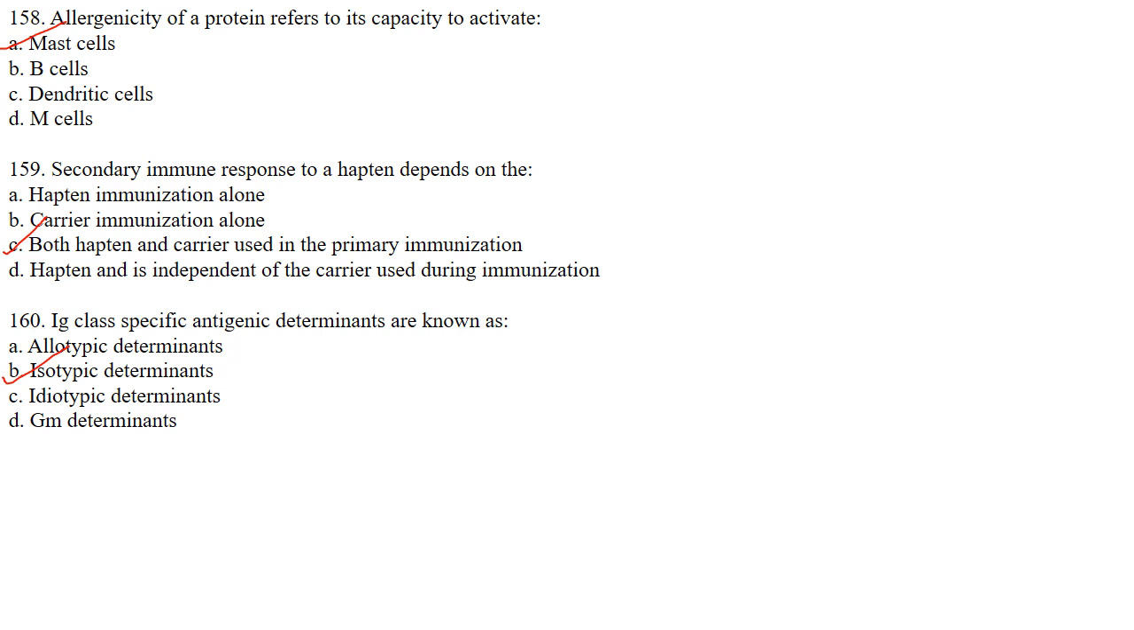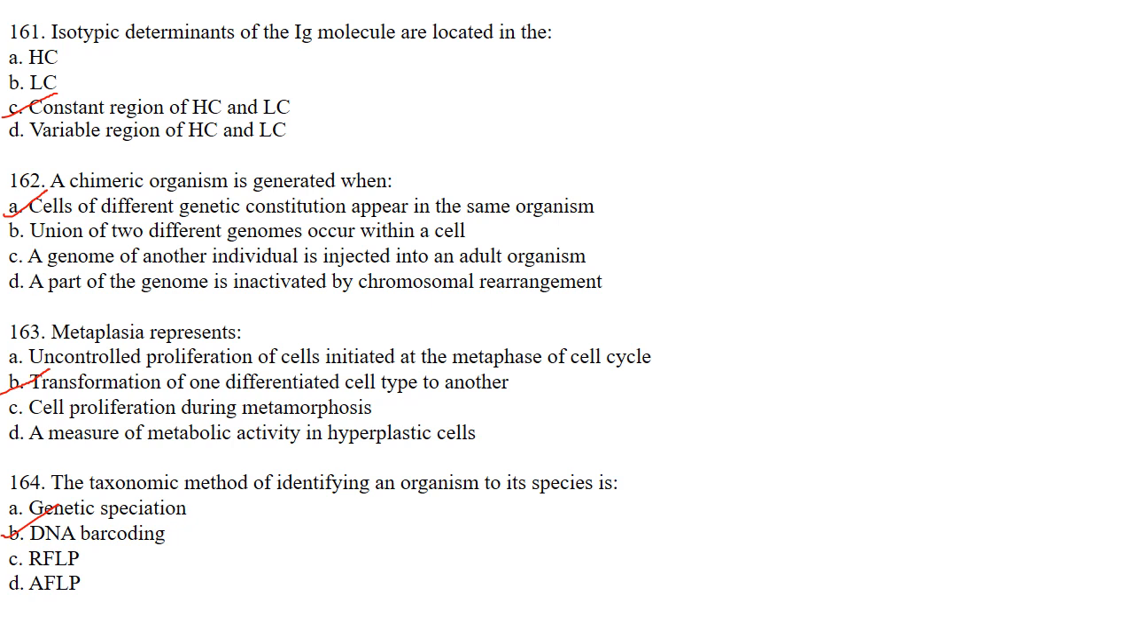Then next one. IgG class specific antigenic determinants are known as. So they are class specific. Structural differences in the constant region of the heavy chain or light chain determine immunoglobulin class, subclass, types and subtypes within a species. These constant region determinants are called isotypic determinants or isotypes. So the answer here is option B. Then isotypic determinants of IgG molecules are located, as I just now said, in the constant regions of heavy chain and light chain, HC and LC.